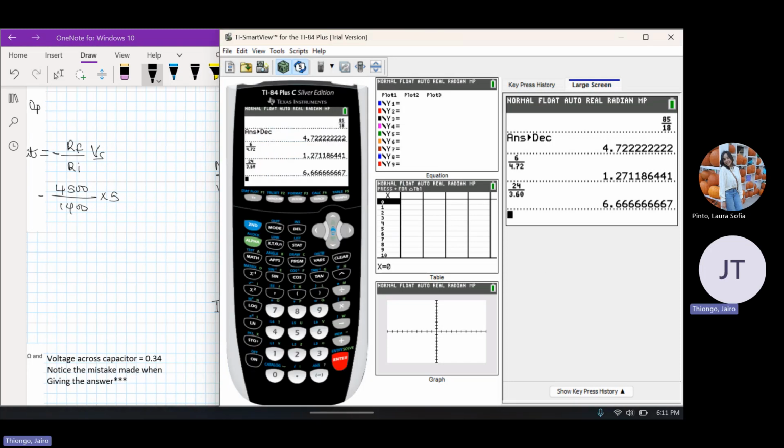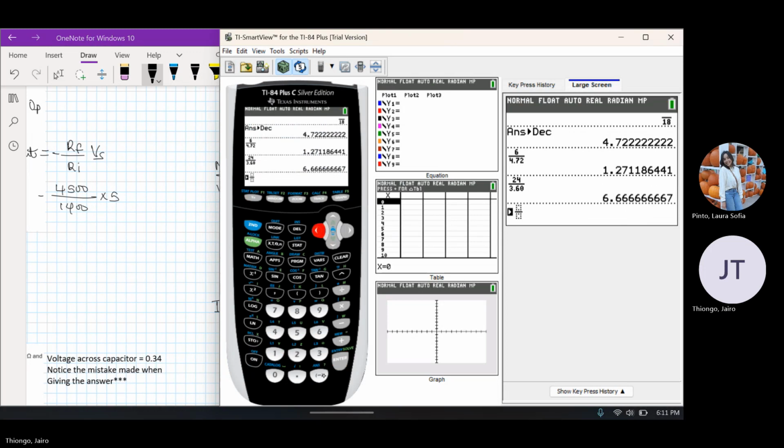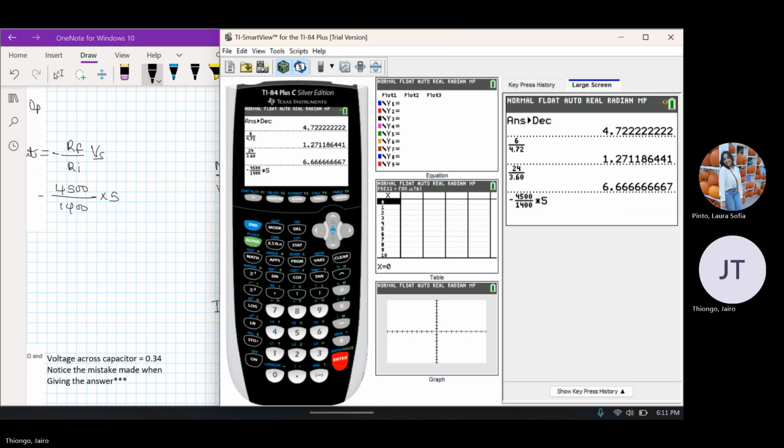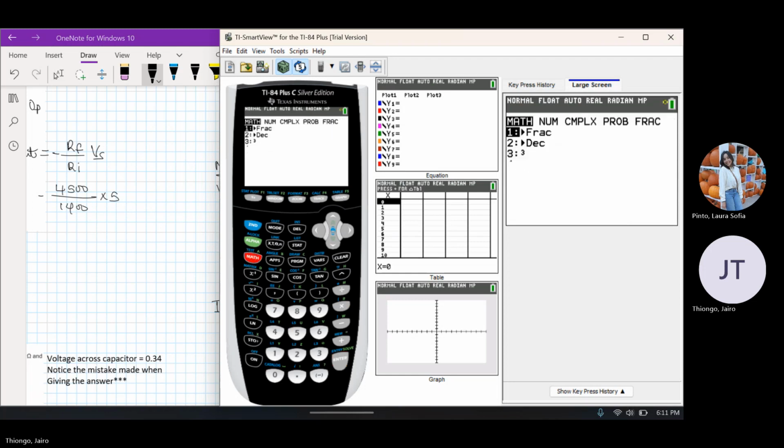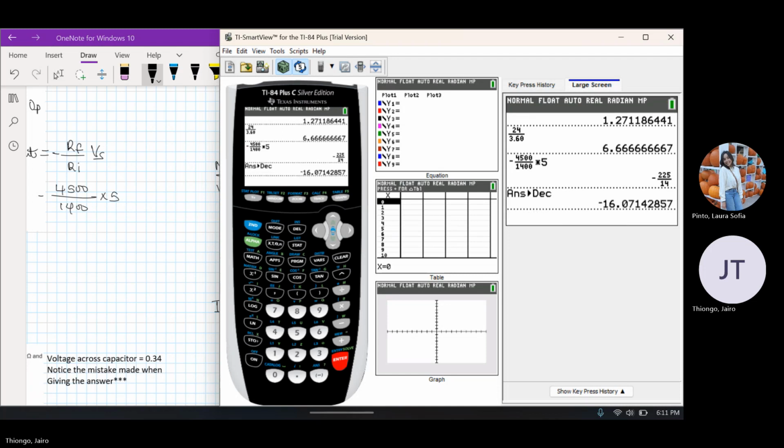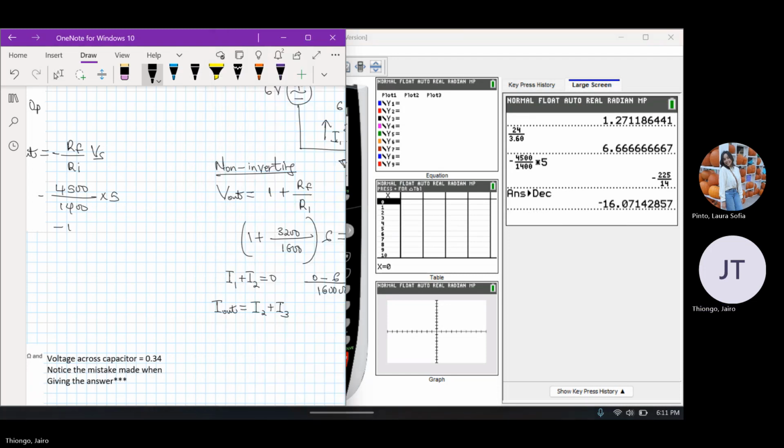So that would be 500 over 1,400 multiplied by 5. Value as a decimal. That's minus 16.07 volts. This is our V out.